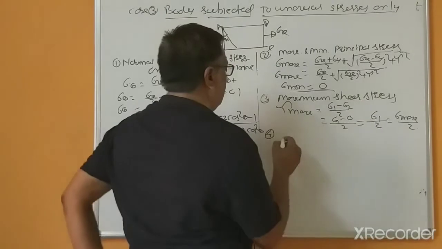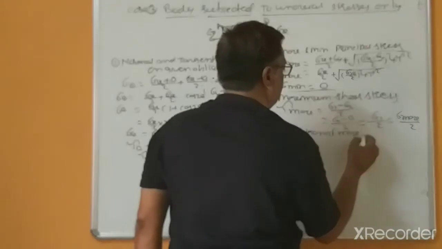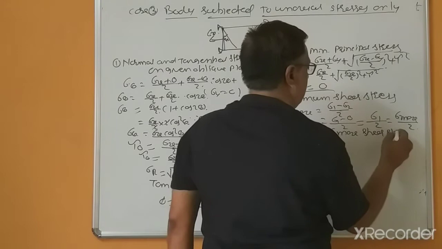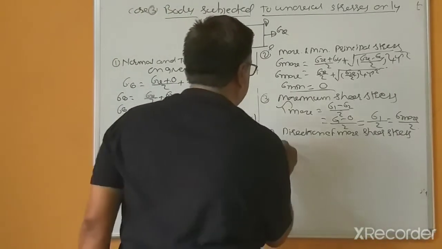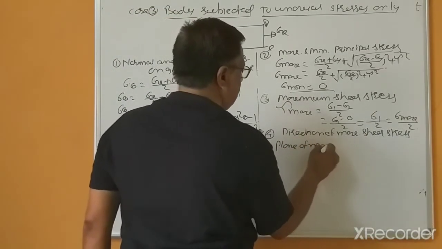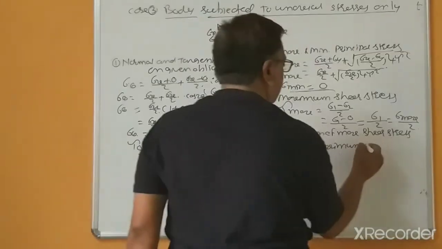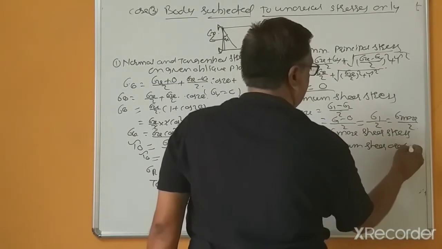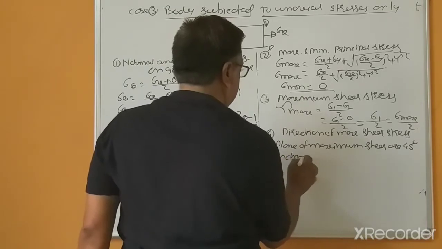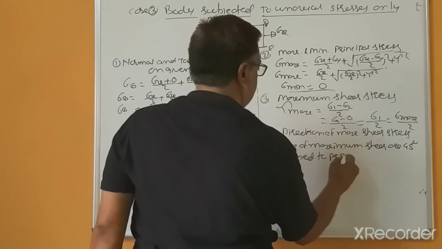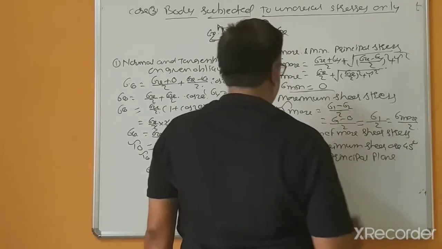Now directions of maximum shear stress. The planes of maximum shear stress are 45 degree inclined to the principal plane.